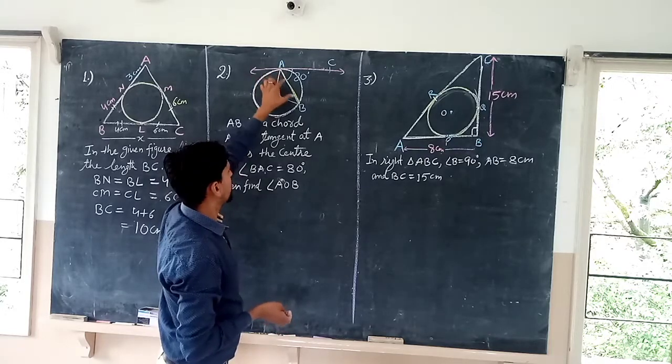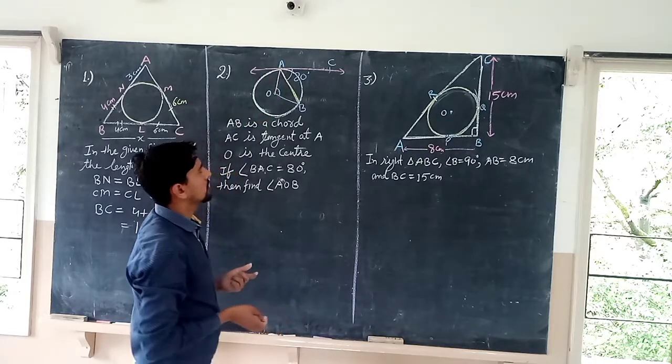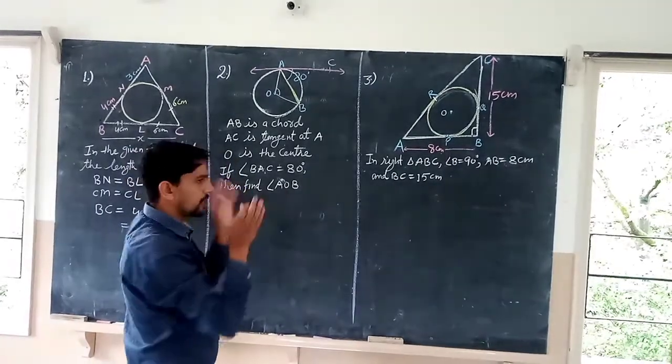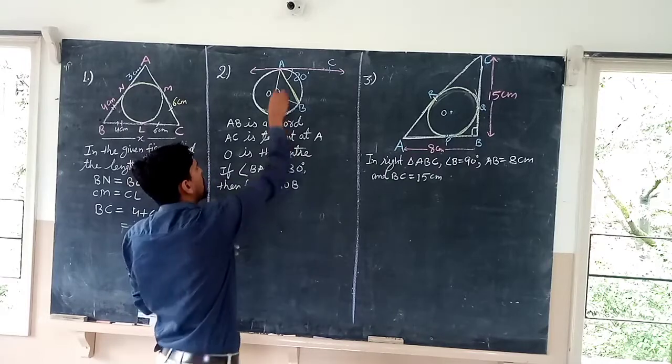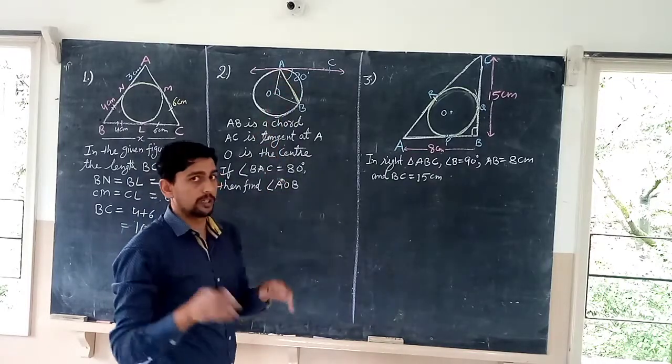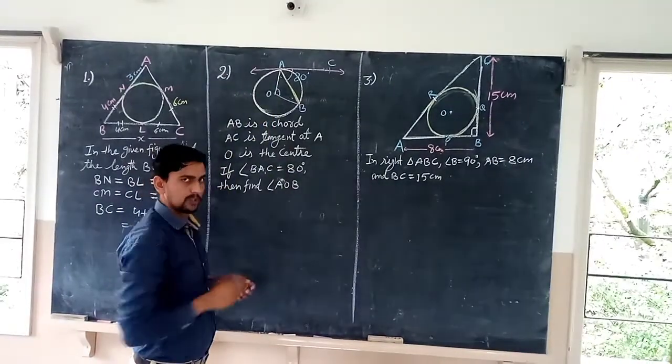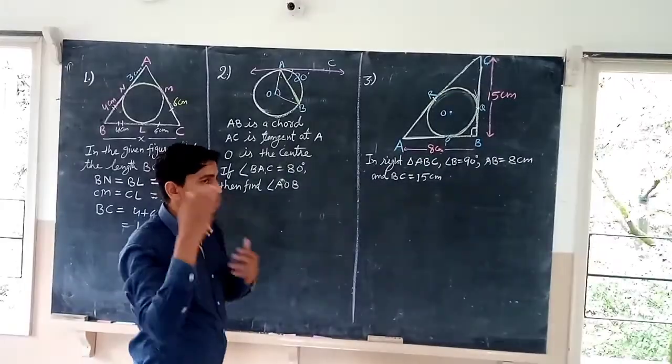If you know these two angles, then easily you can find out angle O, right? So that means the first thing that we have to do is find out these two angles first. Because if we find out these two angles, then we can easily find out this angle, right? So this is the way you have to think.